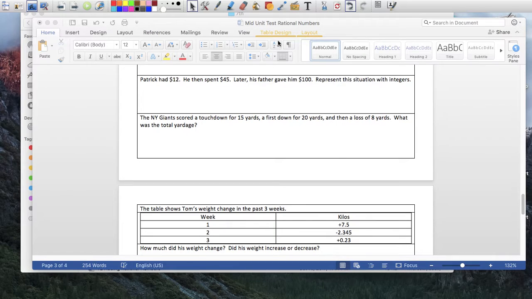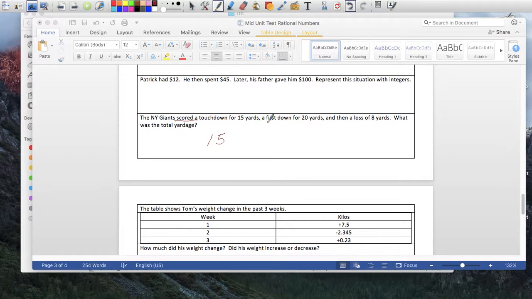Here, there's a football question. I'm so against these questions, but you're going to see something like this. The New York Giants scored a touchdown for 15 yards. I don't even know if that makes any sense. So whoever ran and got the touchdown probably got 15 yards. So that's a good score. Okay, they got points. That's 15 plus 15.